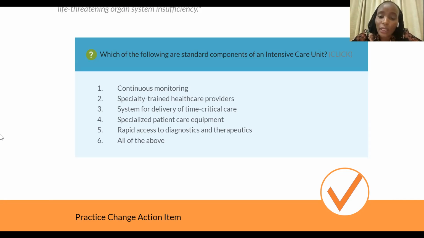Should there be any necessity for a patient to be managed, or the condition has changed at one particular moment, then a decision needs to be made as fast as possible so that we can offer the care that is required for the patient at that particular time. You need specialized patient care equipment. Those are the ventilators. You need special types of ventilators that are required in the ICU. You need rapid access to diagnostics and therapeutics. Probably have a portable X-ray or portable ultrasound, and also a lab that is dedicated to the ICU, available at all times and fully equipped, ready to do basic investigations when need arises.